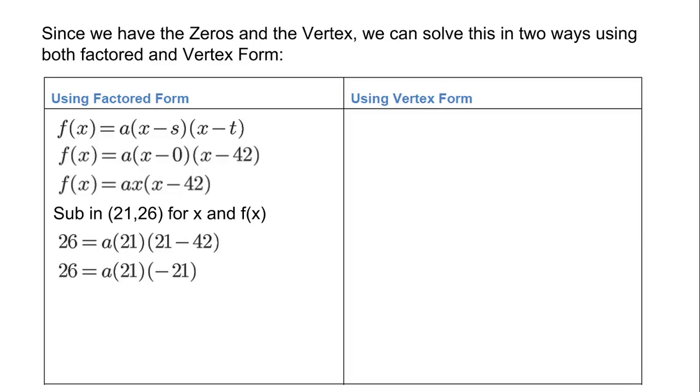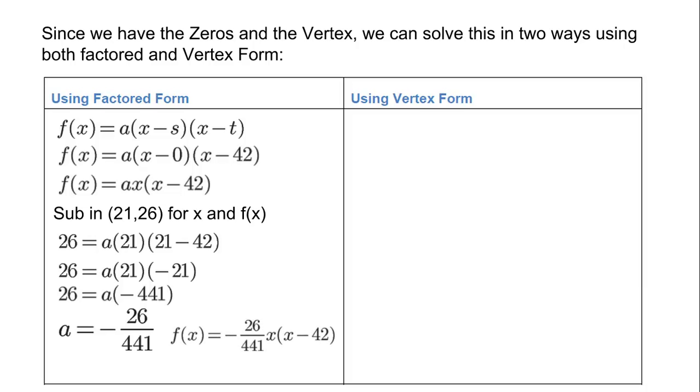21 minus 42 is negative 21. If you multiply the 21 by negative 21, you get negative 441. And the a value is 26 over 441. If we wanted to, we can make a decimal for that, but that's enough to just make the equation. So now you can answer other questions like, at 5 meters from one anchor, how high up are you? And you can see how this might be useful for engineers or for architects actually building bridges.